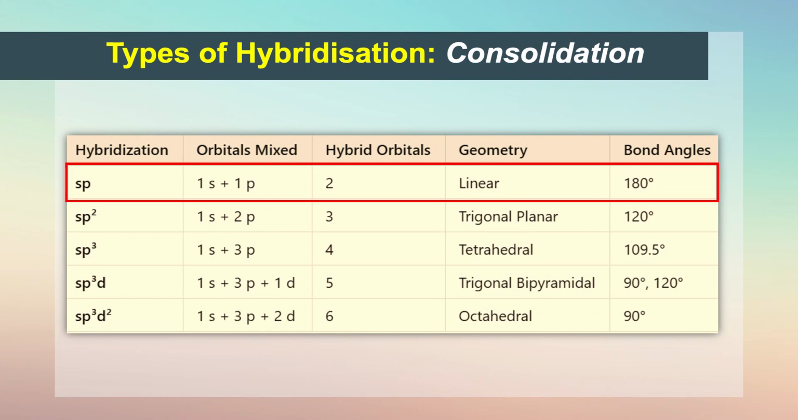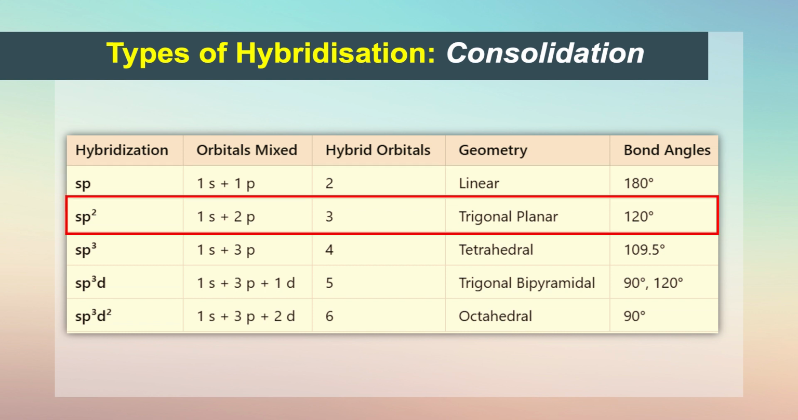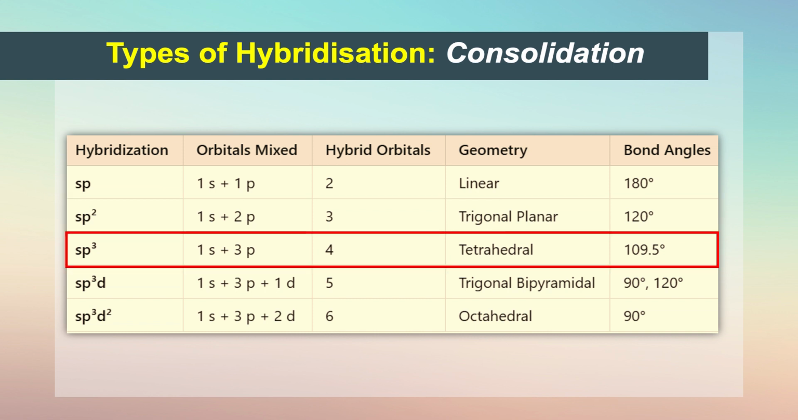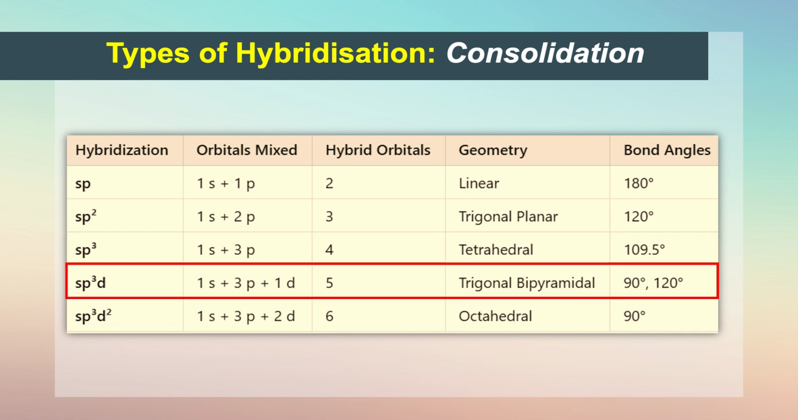sp hybridization leads to linear geometry with a bond angle of 180 degree. sp2 hybridization leads to trigonal planar geometry with a bond angle of 120 degree. sp3 hybridization leads to tetrahedral geometry with a bond angle of 109.5 degree. sp3d hybridization leads to trigonal bipyramidal geometry with the 2 bond angles, that is nothing but 90 degree and 120 degree.